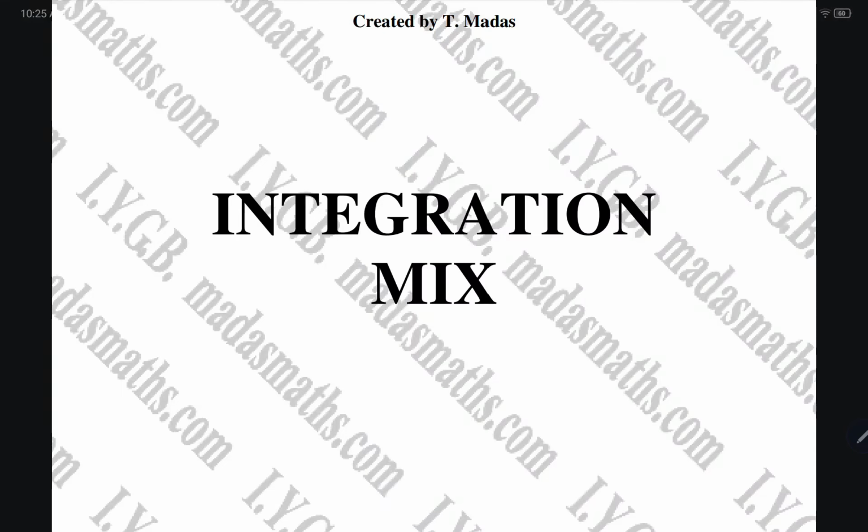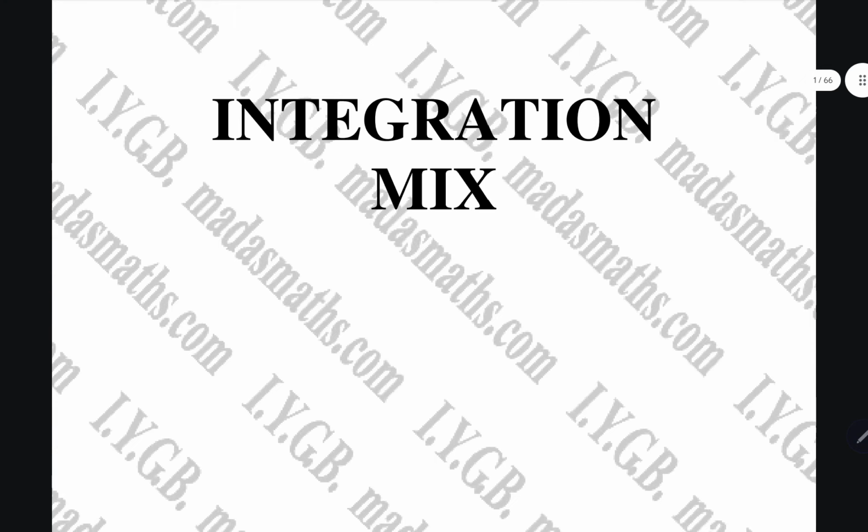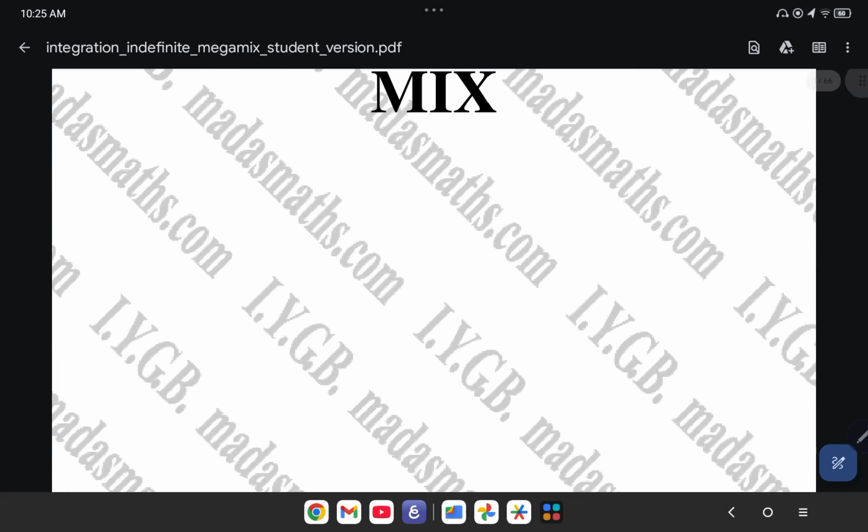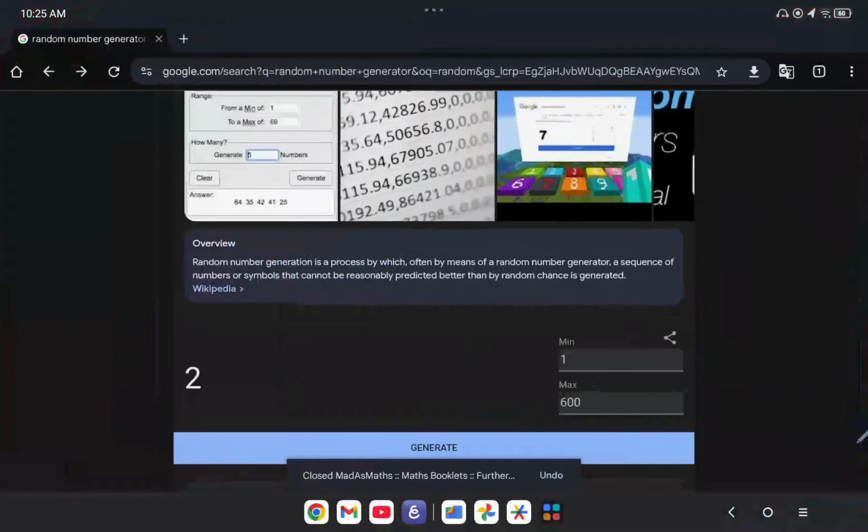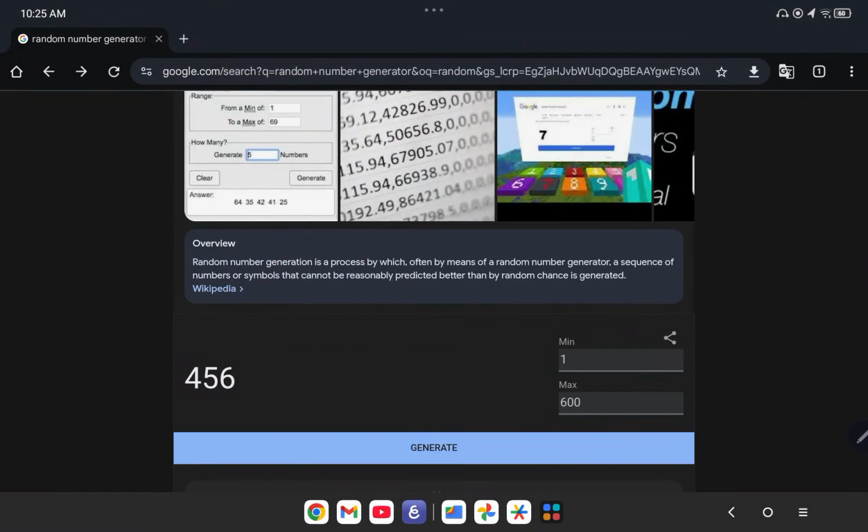Yeah, so a bit more live integration. Why not? It's super fun, isn't it? So let's just keep doing it. I'm going to go a bit slower so people can read what I'm writing, hopefully. We'll pick a random number. For those who don't know, we just pick a random number, 456 in this case.